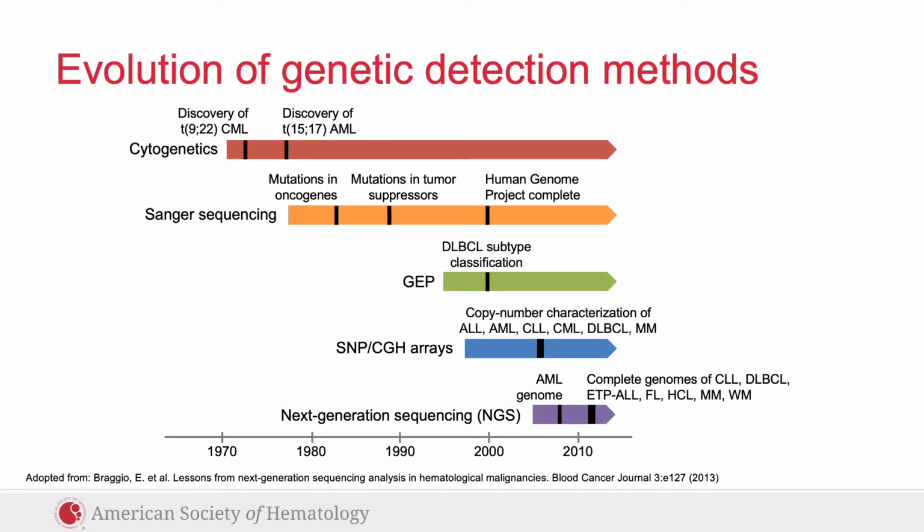Over the past several decades, there's been a remarkable evolution of detection methods to help identify the genetic basis of hematologic malignancies. This started in the 1970s with cytogenetics, which helped characterize the Philadelphia chromosome as a translocation between chromosomes 9 and 22. Fast forward to 2008, and we have the first published whole genome of acute myeloid leukemia, followed by several studies in other hematologic cancers enabled by next-generation sequencing, or NGS.